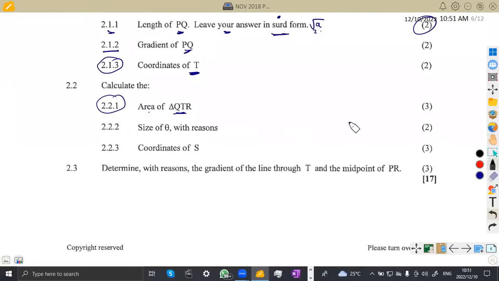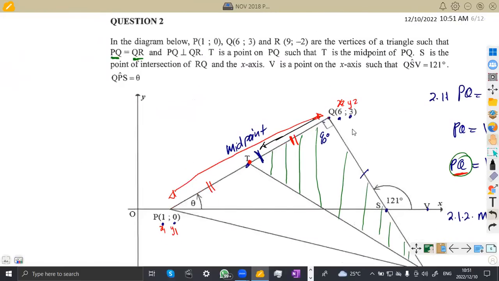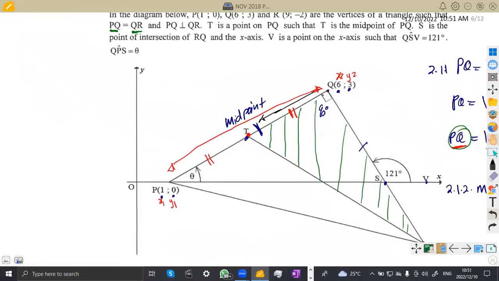Okay, let's check 2.22, the size of theta with reasons, and that is actually 2 marks. Do we need any information? Let's just check from our diagram. Let's check on our diagram what we have. If we check properly, let me remove this part. We have used this part here.